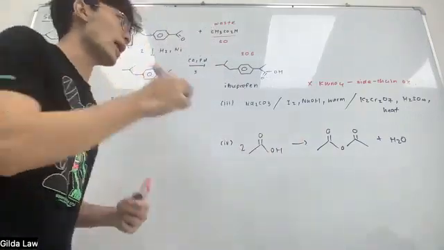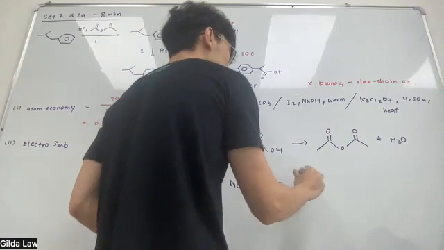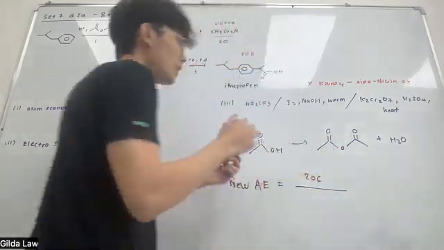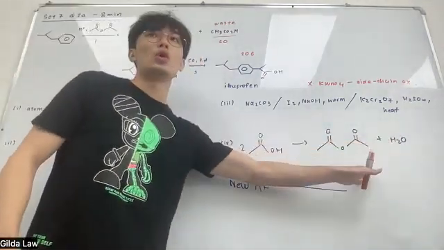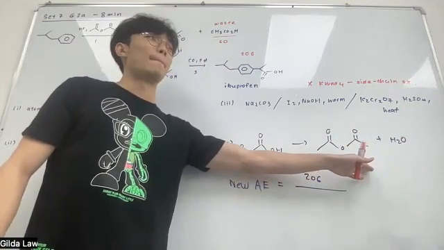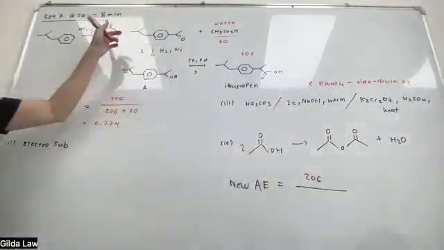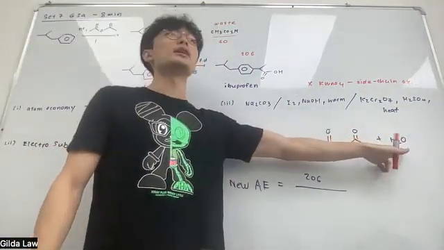So what's going to be the new atom economy now? Our desired product is still 206, but now divide by 1. What's the wastage actually? Is this waste? It's not waste, right? We are actually using this for the reaction, so it's useful. So this is the waste. Water is the waste.